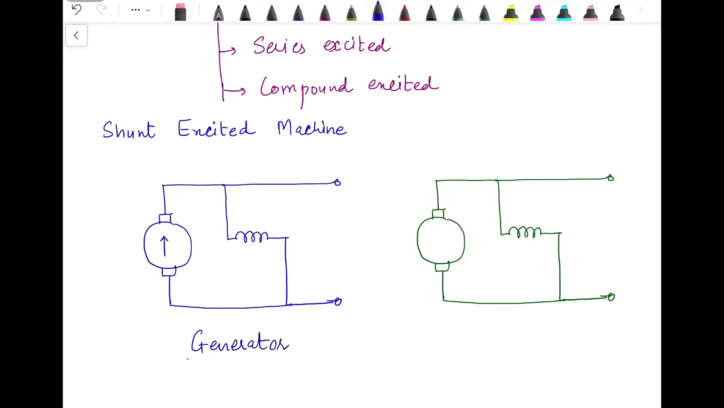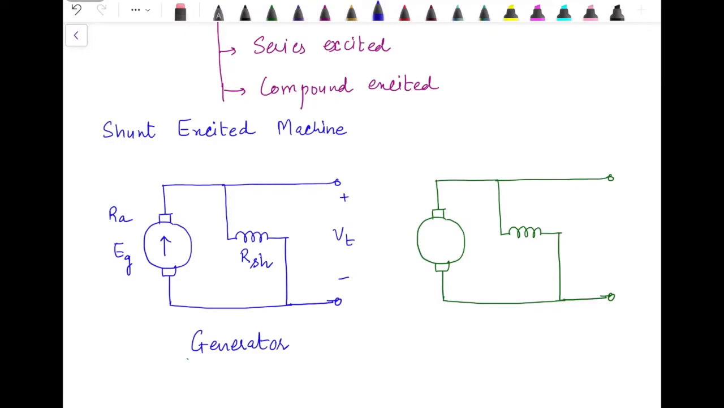So in generator we have induced EMF EG. The resistance of this armature is RA. The field winding, which is connected in parallel, has resistance RSH, or you can write it as RF as well. RSH is just to show that this field winding is connected in shunt with the armature. Then the terminals, where the terminal voltage is VT.